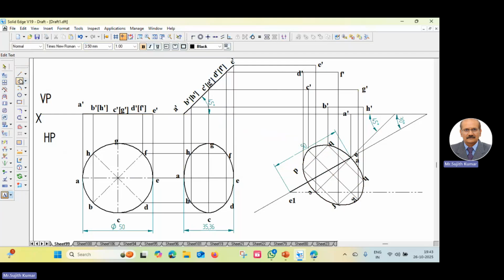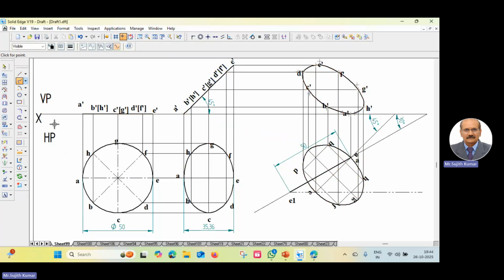We go to our curve command. Take 0.5 mm width. Starting point is A dash, B dash, C dash, D dash, E dash. I'm searching for the endpoint and then clicking it, okay? So this is the end of the question.